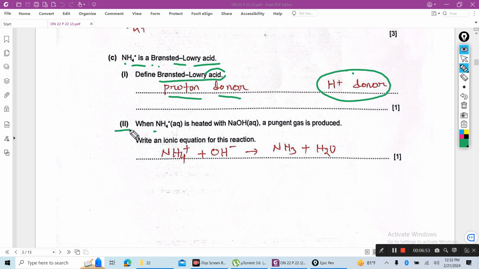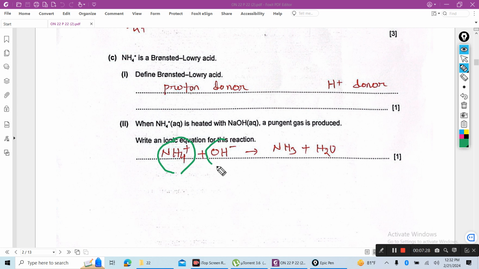Number 2. When ammonium ion is heated with sodium hydroxide, a pungent gas is produced. Write an ionic equation for this reaction. This is the ionic equation: ammonium ion reacts with hydroxide ion to form a pungent gas, ammonia gas, plus water.